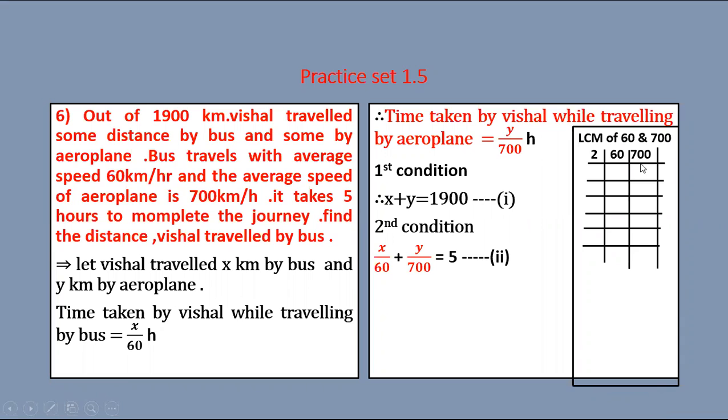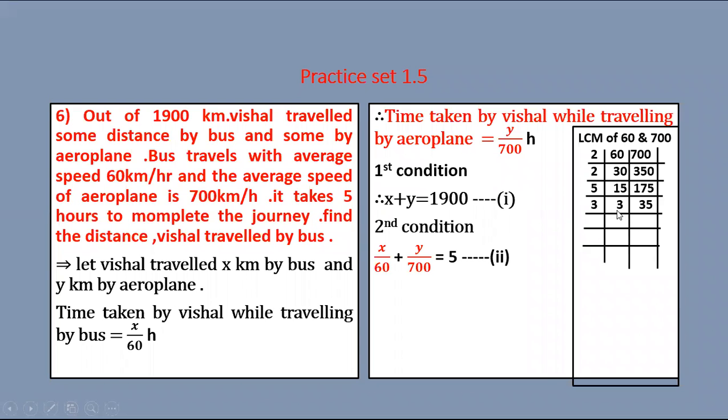Here 60 and 700 divide by 2. 2 threes are 6, 0. Here 2 threes are 6. 2 fives are 10, 0. Again 2 divided by 30 and 350. 2 fifteens are 30. 2 ones are 2, carry 1, 2 sevens are 14, carry 1, 2 fives are 10. Next 5 divide 15 and 175. 5 threes are 15, 5 threes are 15, carry 2, we get 25, 5 fives are 25.